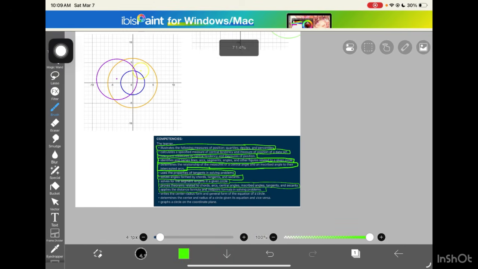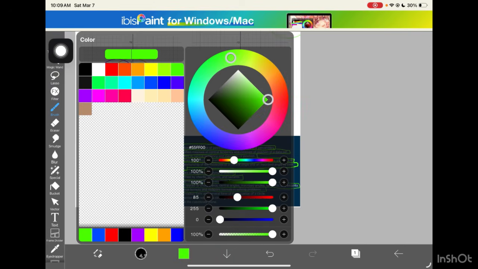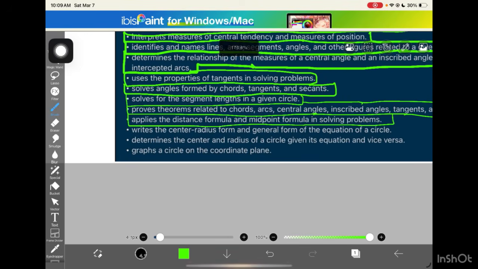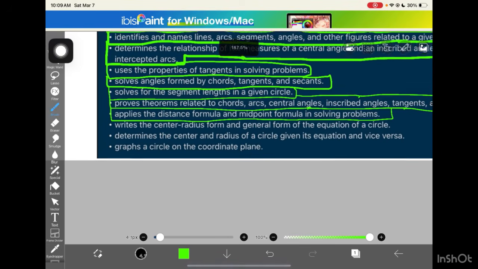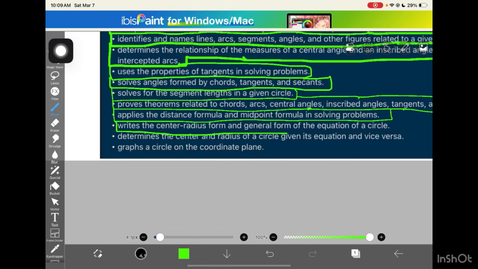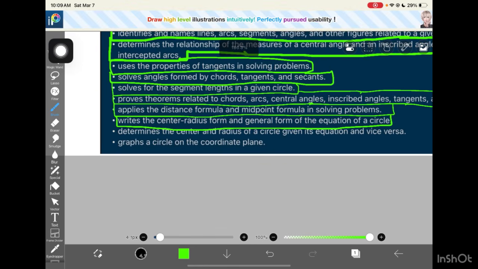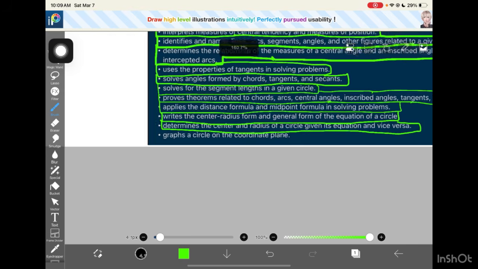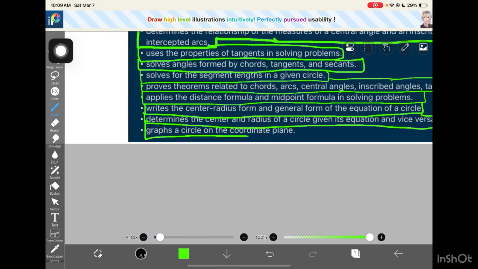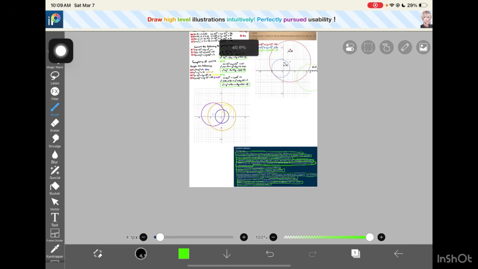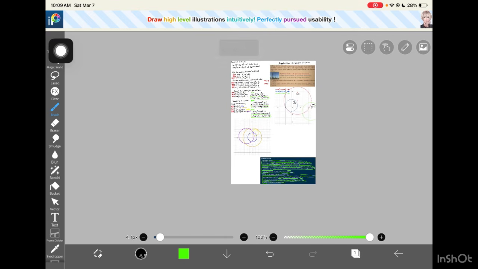It took me around, I think, an hour and a half to cover everything, right? I think around an hour and a half. So we write the center-radius form and general form of a circle. We determine the center and radius given its equation and vice versa. And we graphed a circle on the coordinate plane. And that's it, guys. That's grade 10 math for you.